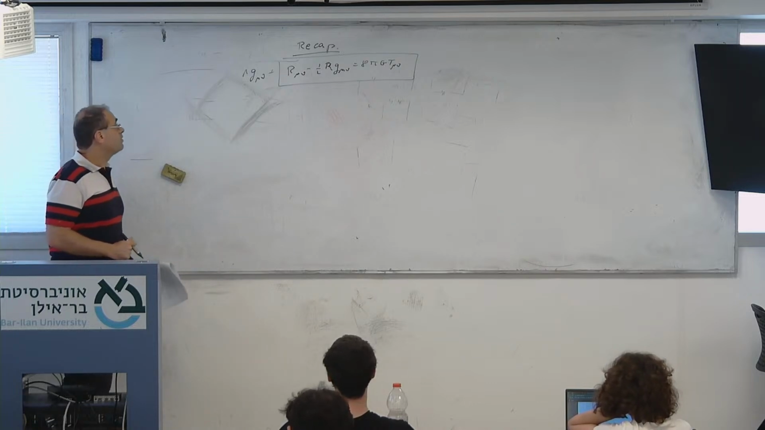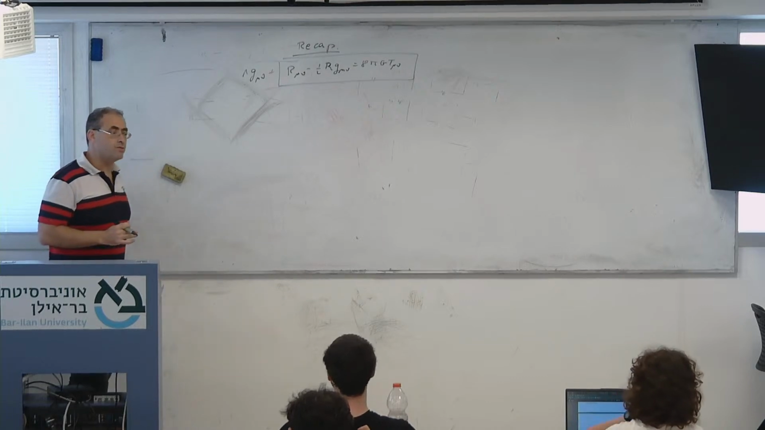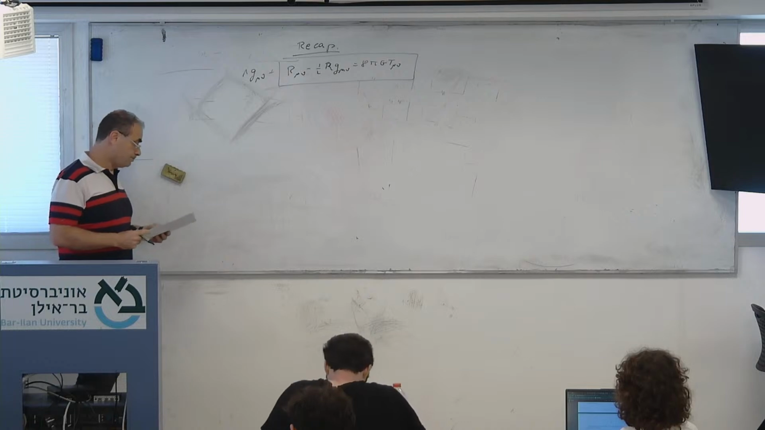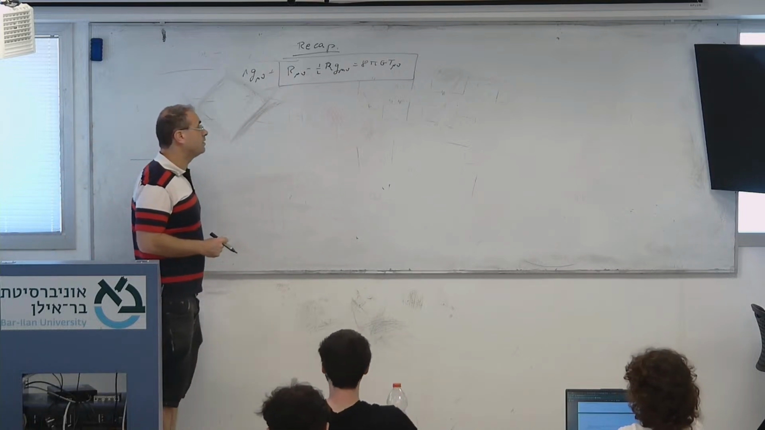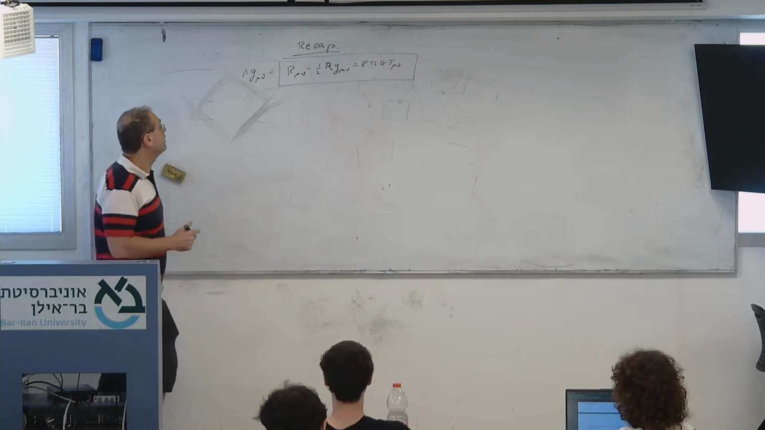Then we spoke about symmetries. We said, okay, our best hope to find solutions to this equation is to look for symmetries of the equation, for symmetries of the metric. And the way to do it is in terms of Killing vectors.